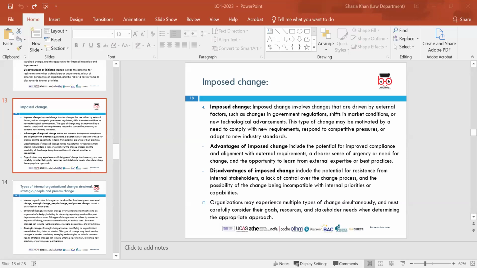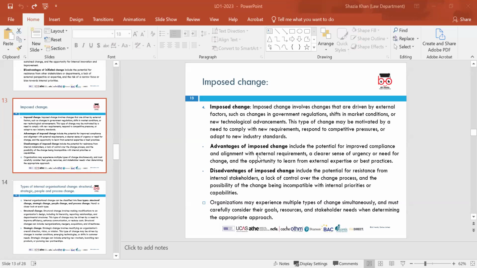So advantages of imposed change include the potential for improved compliance, and alignment with external requirements or a clear sense of urgency for change. So there's a need from an external organization. Maybe the law's changed. Maybe there's a need for trying to identify that these changes are important and need to come into place. Advantages of imposed change include the potential for improved compliance and alignment with external regulations, a clear sense of urgency or need to change, and the opportunity to learn from external expertise or practices.